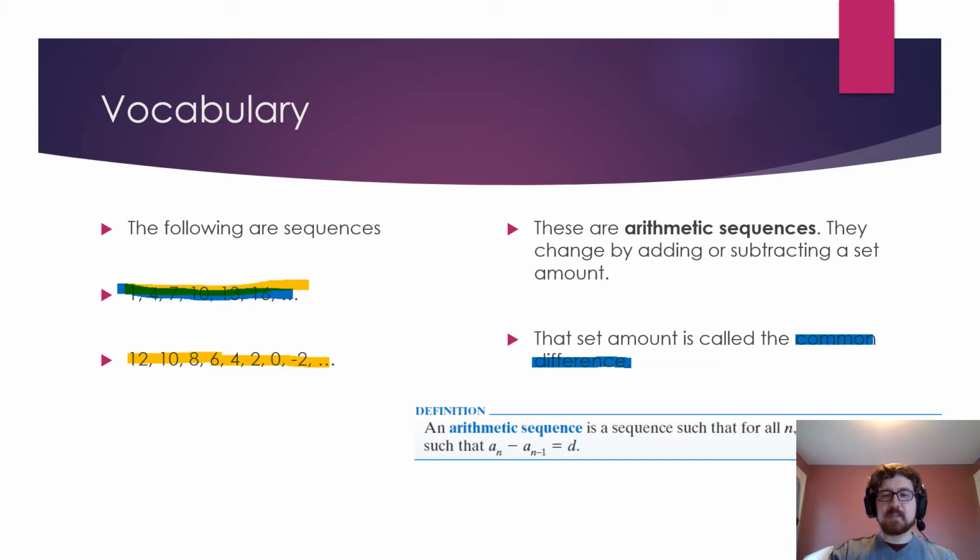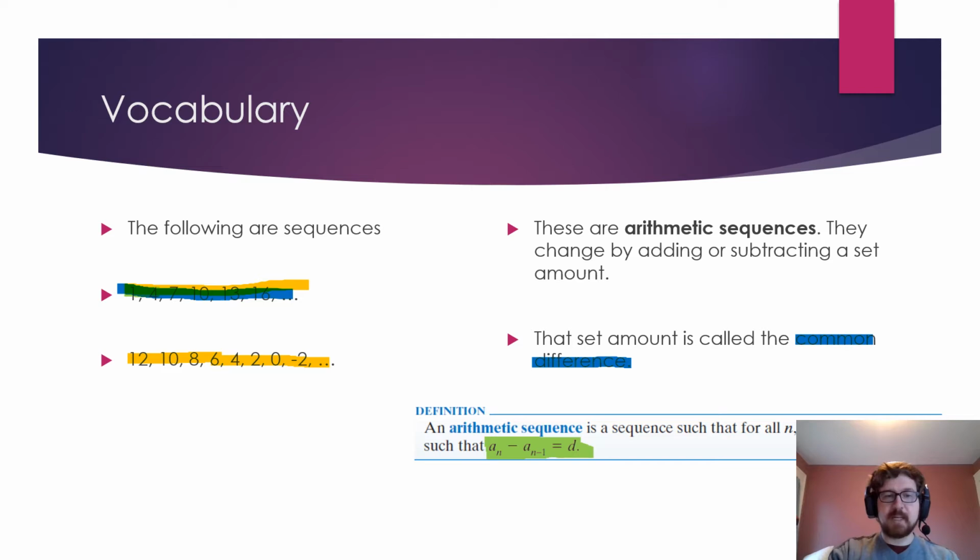And this is how it's presented on your Regents. I really hope this video isn't blocking it. a_n minus 1 is equal to d. All that says is a term minus the term before it is equal to the common difference. And we can see that up here.